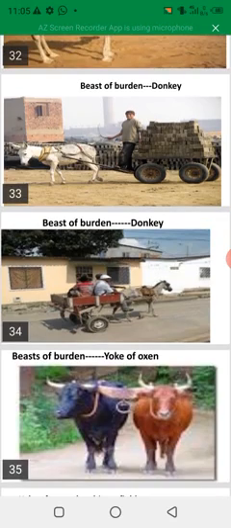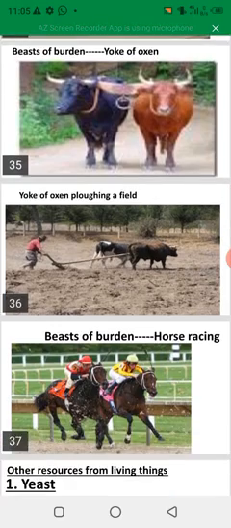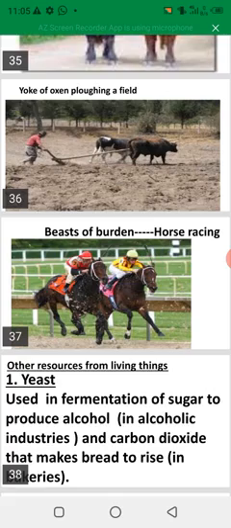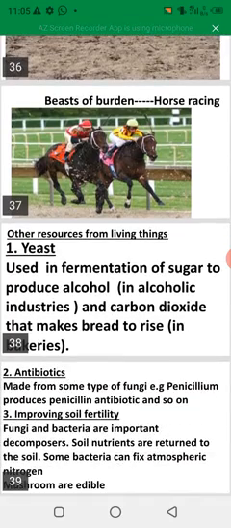The picture. Can you see the yoking of oxen? When the two animals, oxen, are tied together, they use them to farm. Can you see it there? For plowing. For sporting, that is what? Horses.